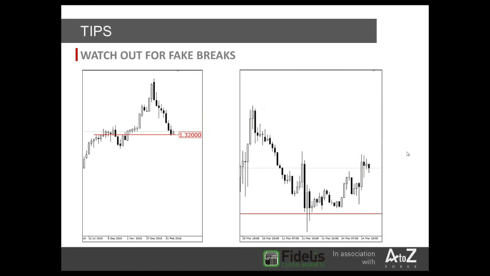Let's move forward. Another tip: watch out for the fake breaks, guys. How can you watch out for the fake breaks? First, look at the big picture, and try to get support and resistance from there. And second, look for confirmation. This is an example of the USD CAD.